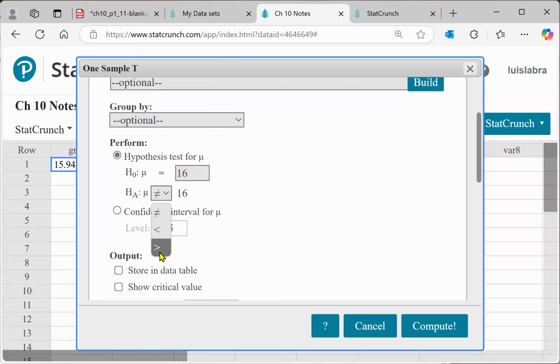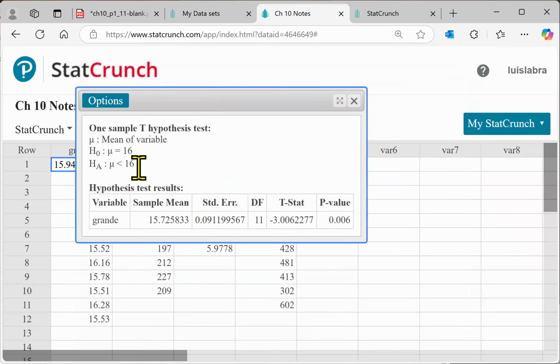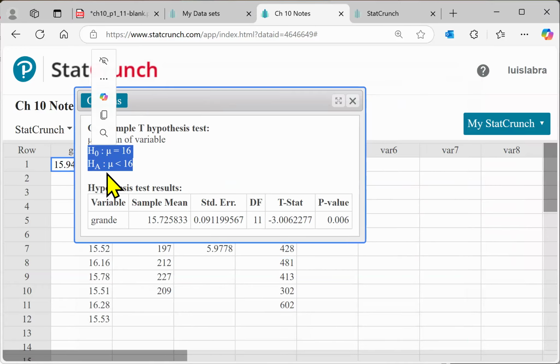What do you believe to be true? I believe that the mean is actually less than 16. And believe it or not, that's all we need to do. We press compute. StatCrunch summarizes the hypothesis here, and StatCrunch gets to work.